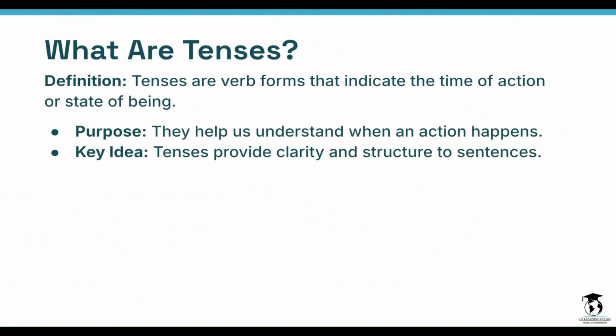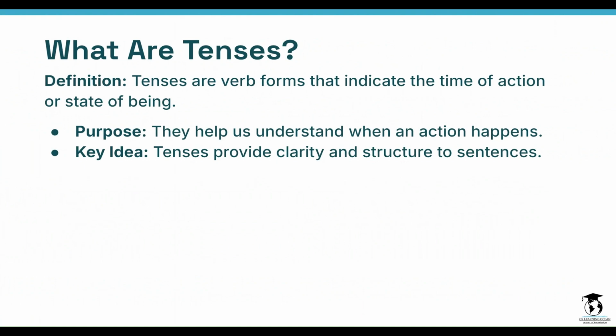Let's begin with the basics today. Today we are talking about tenses. Tenses are the backbone of English grammar, and understanding them is the first step to becoming a fluent communicator. So let's get started. Tenses are verb forms that indicate when an action takes place: past, present, or future. They give sentences structure and clarity.